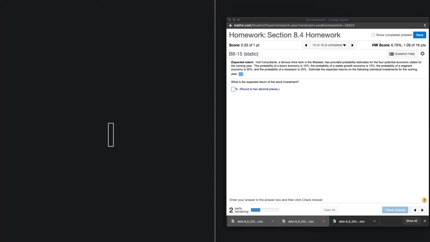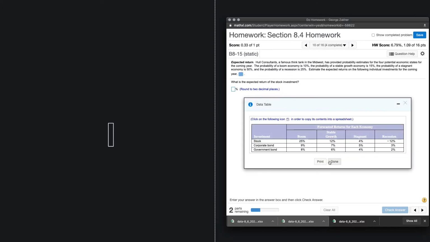So here we're trying to determine expected return based off of the probability of different types of economy, different types of market. And we're going to compare three different investments and how they fare given the type of economy. So our four economies are boom, growth, stable, stagnant, and recession. And we'll take a look at our Excel spreadsheet here.